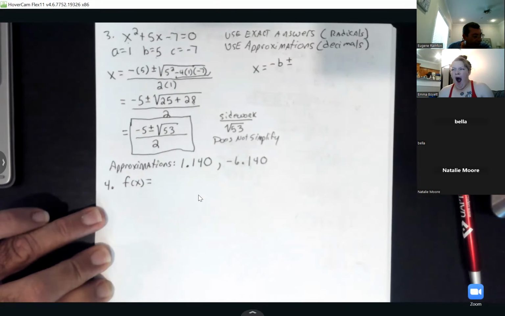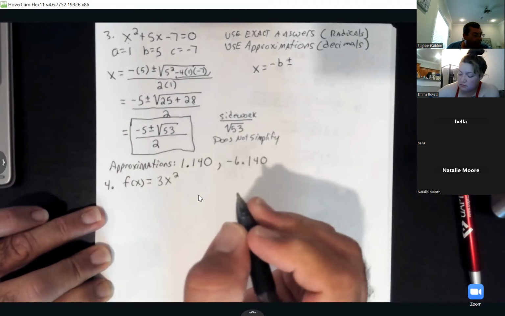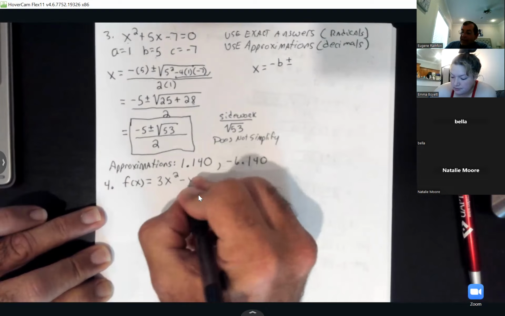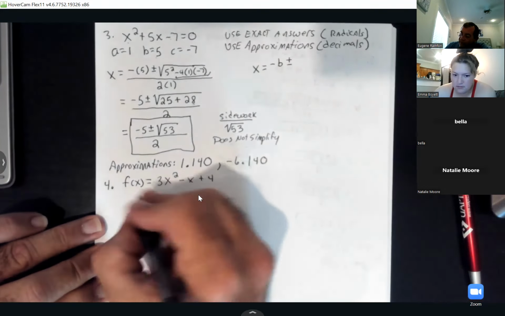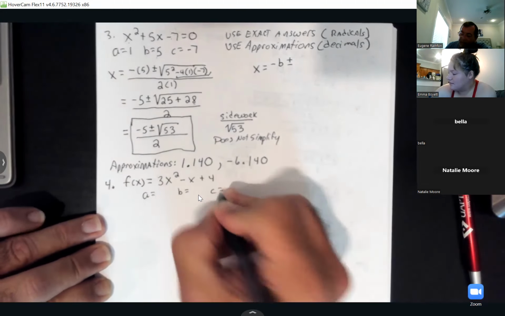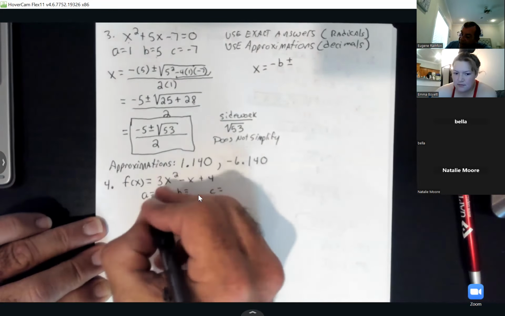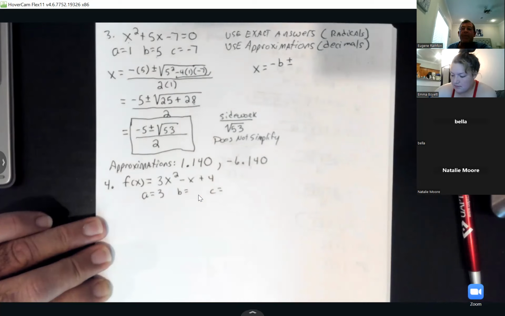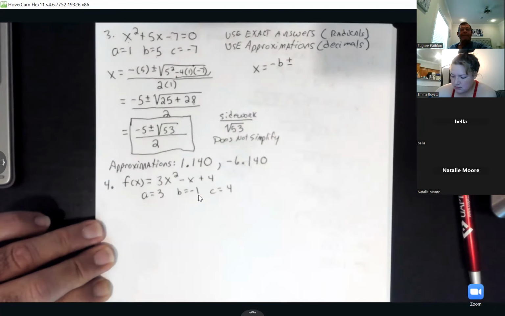All right, y'all. f of x is going to equal 3x squared minus x plus 4. So first, let's figure out our a, b, and c. So a is a 3 this time. What are y'all putting for b? -1. All righty, and then c is 4.